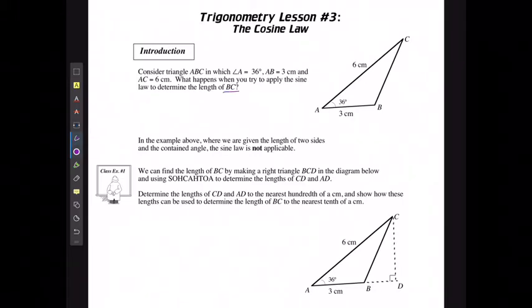Well, for the sine law, we need to have an angle and the side length opposite. Well, I don't know what this side length is that's opposite of the angle that's given. And because I don't have two angles, I can't solve for the third angle, which means there's no way for me to solve for what this angle is or what this angle is. Which means that I don't have enough information to actually use the sine law.